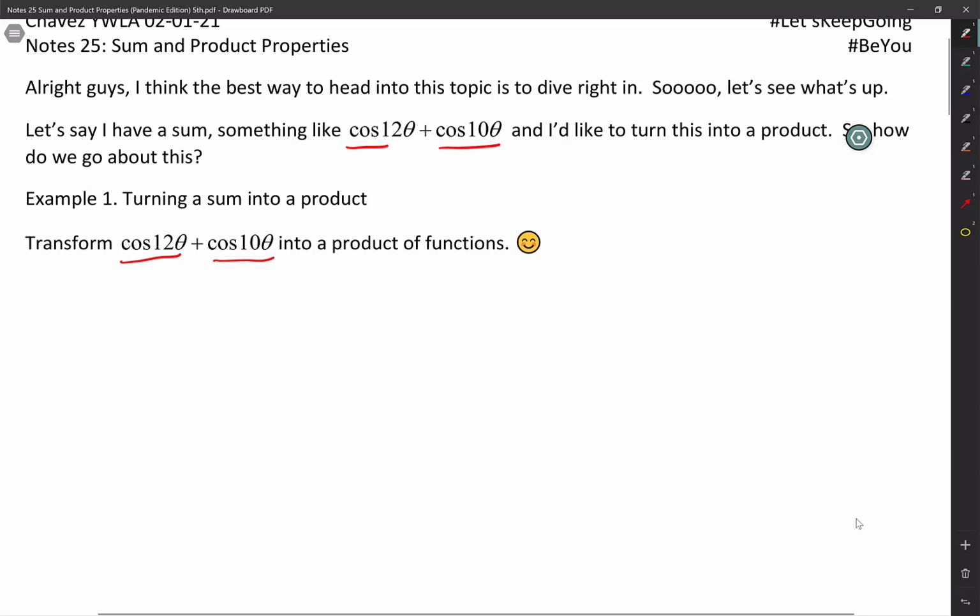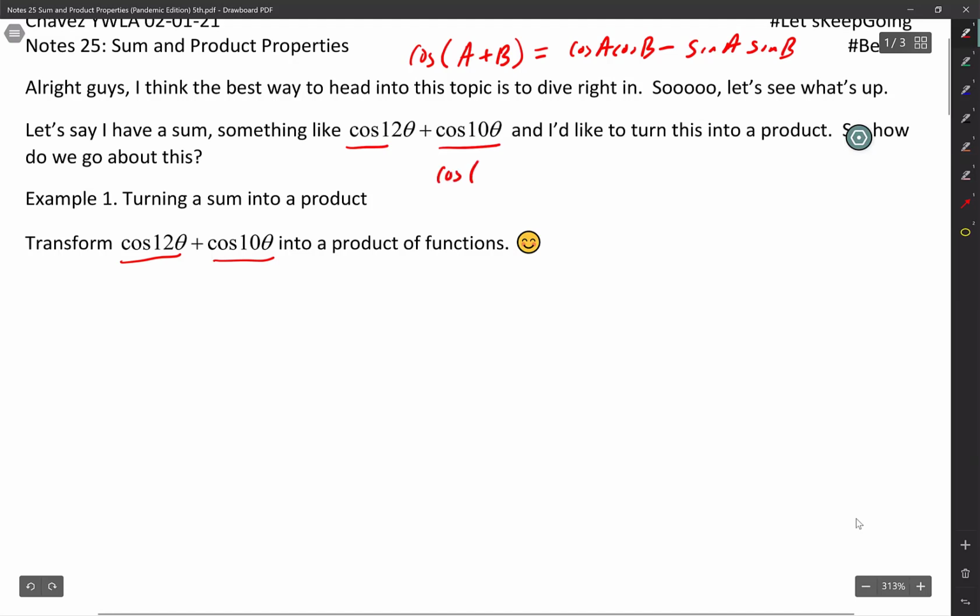I know that this is cosine, and Chavez, you're going too fast. I don't even know what you're talking about. I know that I know this. I know what cosine of A plus B is. It's cosine A, cosine B, minus sine A, sine B. I know that, 100%. And we know cosine A minus B. We know that that is cosine A, cosine B, plus sine A, sine B.